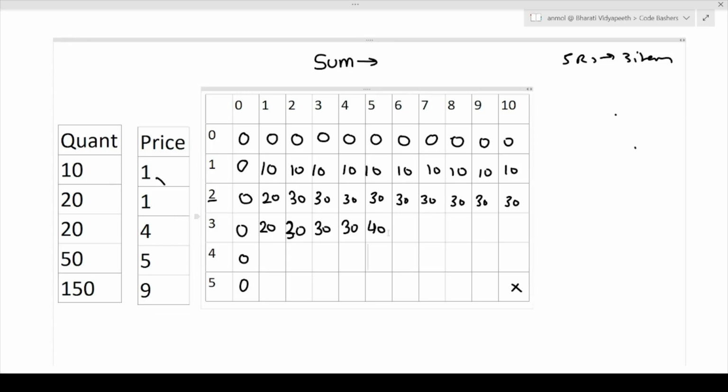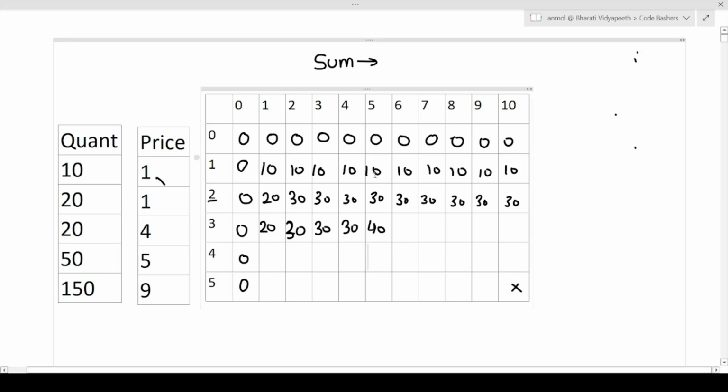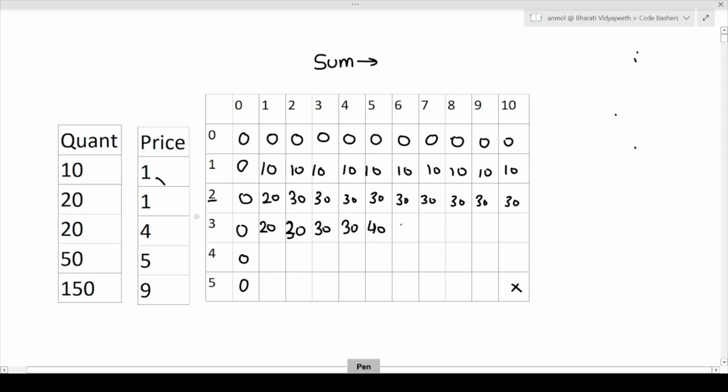Okay, now moving to the next thing, that is 6 rupees and 3 items for this particular cell. We have 6 rupees available with us and 3 items available with us. You can see here, what is the total price of these items? The total price of these items is 6 only. So it means that using 6 rupees we can buy all these items at once. So what will be the total quantity that we will be getting? We will be getting 50 as our answer.